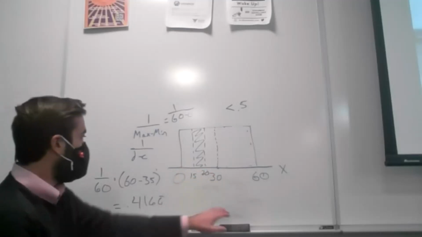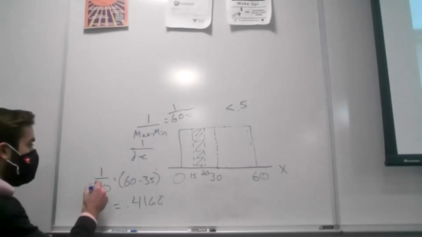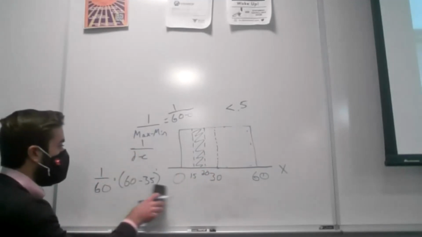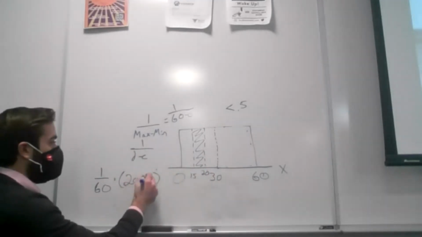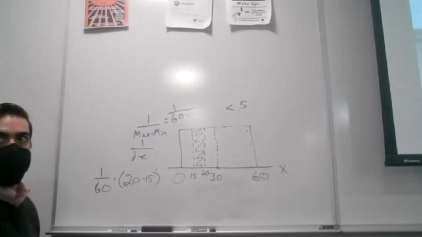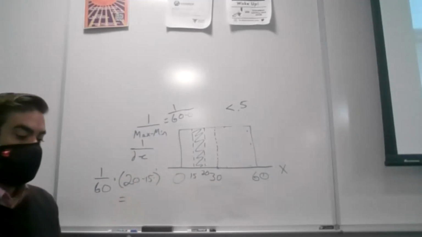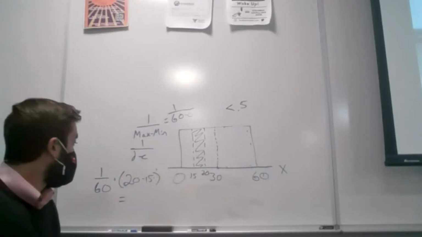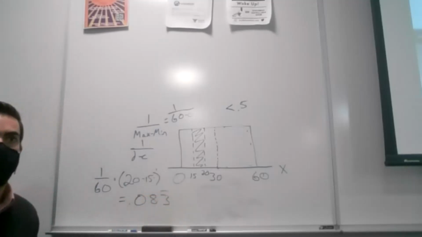So let's think about it the exact same way we did the previous one. It's still the same height. Your distribution still has that same height of 1 over 60. It's just that the width you're looking at is only 5, right? 20 minus 15. So I think this is 0.083, 0.083 repeated.